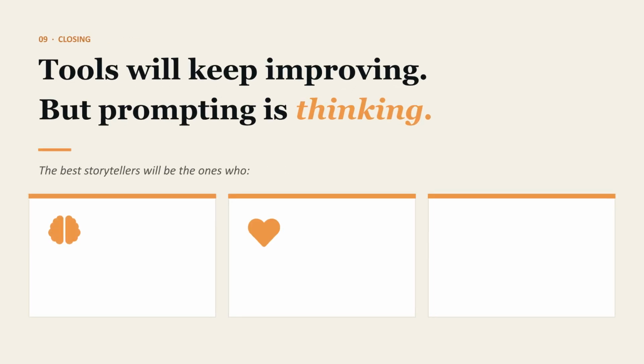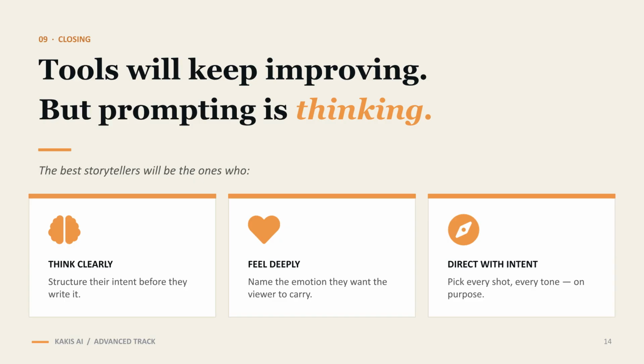As AI tools improve, video generation will become faster, sharper, and more realistic, but the core creative skill will remain the same: clear thinking. The best storytellers will not simply be the ones with the newest tools, they will be the people who can structure their idea clearly, name the emotion they want, and direct each scene with intention. Prompting is thinking. It forces you to ask: what is the story? Who is the character? What is the emotional purpose of this shot? What should the audience feel? These questions are non-technical, they are creative. That is why this skill will remain valuable even as the tools change.